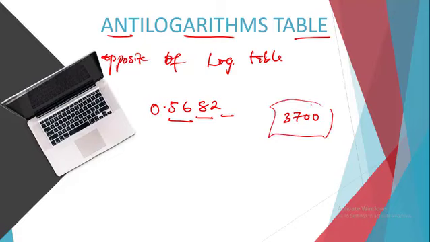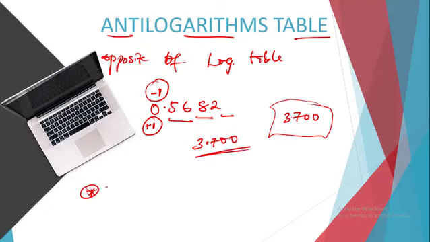Now the question is, how do you place your decimal point? Remember, when we were dealing with logarithm, we subtract 1, right? But in anti-logarithm, you add 1. Logarithm, you subtract 1. Anti-log, you add 1. That is why it is called anti. So for 0, you add 1 to 0. What will it give you? 1. So it means you add your decimal point immediately after the first digit of this. Therefore, we then have 3.700 as our answer.